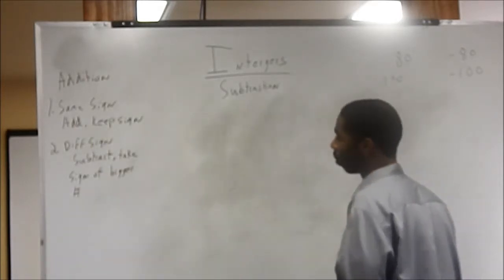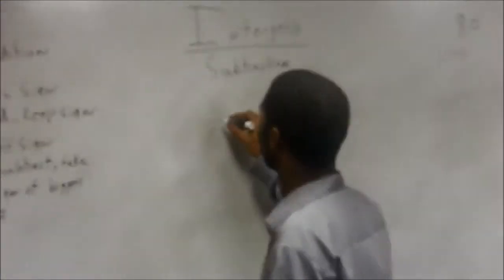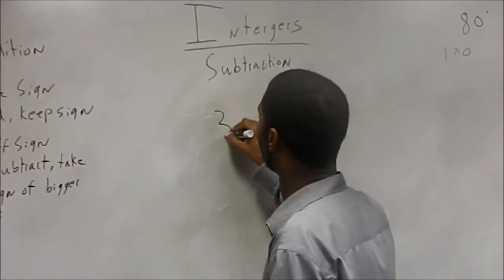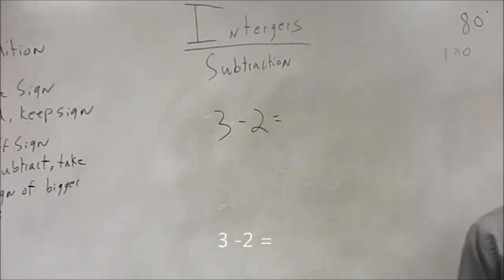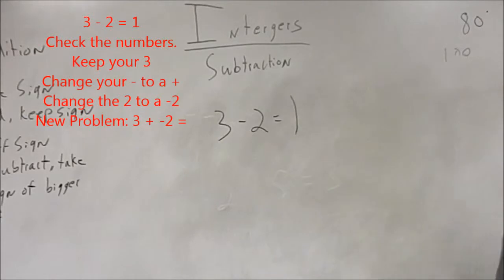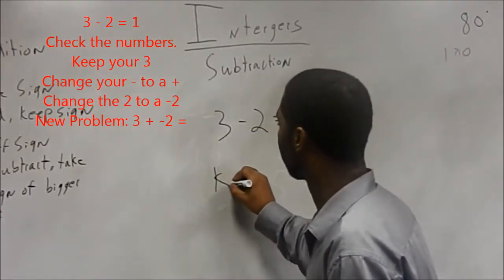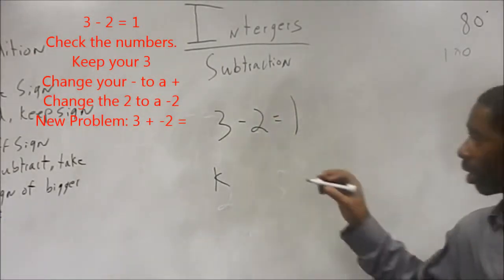Last subtraction example. Three minus 2. This is how you know if you're doing integers right. Everybody knows that 3 minus 2 is what? 1. But if you want to check yourself to make sure you're doing integers right, let's do it the integer way, which is keep, change, change. Keep the 3. Change this minus to a what? To a plus.